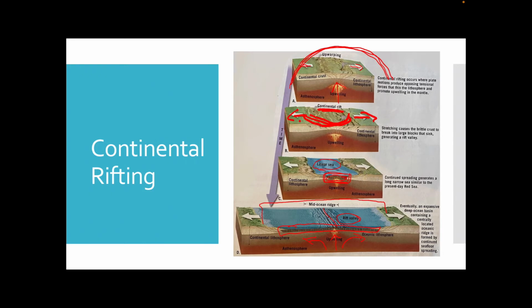Also note the continental lithosphere right here compared to the oceanic lithosphere right here. And also that we have an asthenosphere down here that is also mixed in with the magma, and it's going to be cooling to create more continental lithosphere.